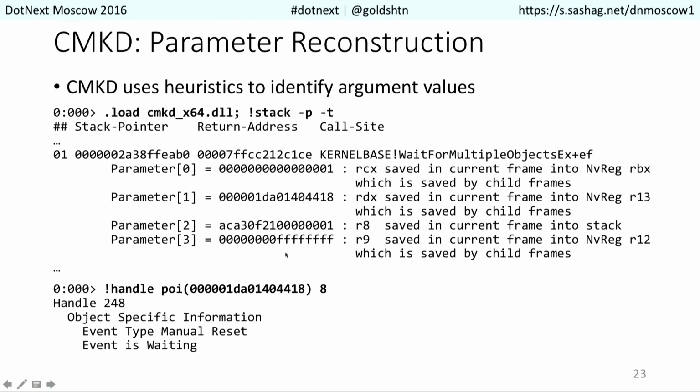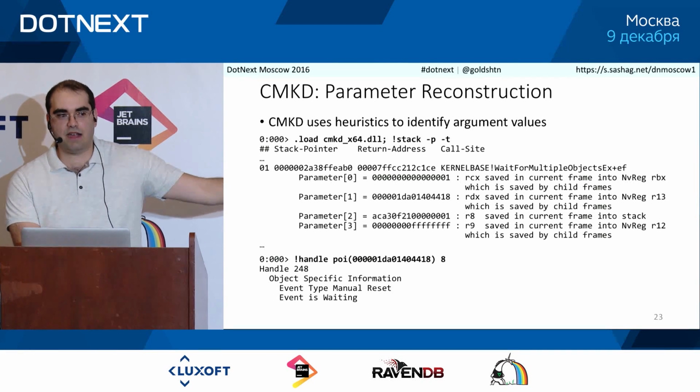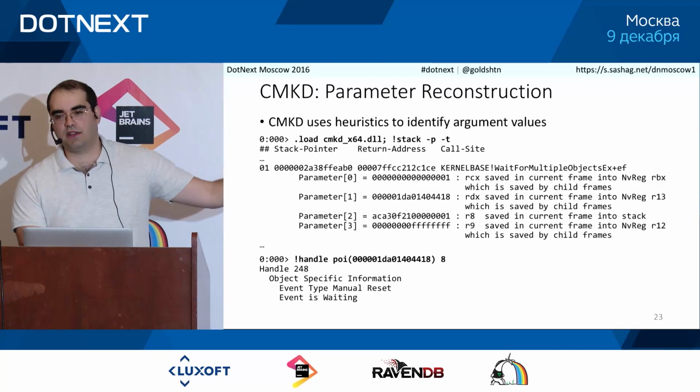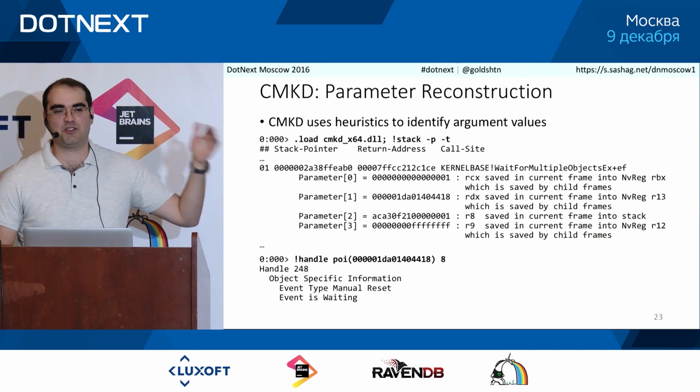You have to cross-check, you have to make sure the guess is right, because it uses heuristics, but it also tells you how it got to that conclusion. In this case, for example, it says this argument was in a register called RDX. And the function we called actually put that argument into another register called R13, and some other function down the stack later saved R13 to the stack, to memory, so we can fetch it from there.